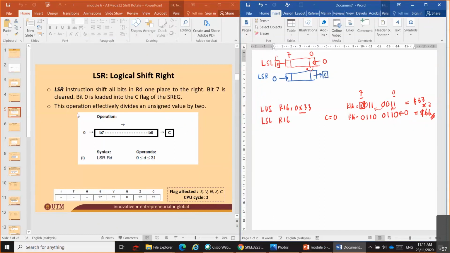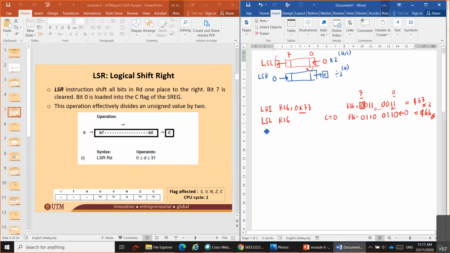This operation effectively divides an unsigned value by 2. So every time you use the LSR, you're going to divide that value by 2. But this one is only for unsigned numbers. This one divides by 2 and the LSL multiplies by 2. The LSL can be used for both unsigned and signed numbers, but the LSR is only for unsigned numbers.